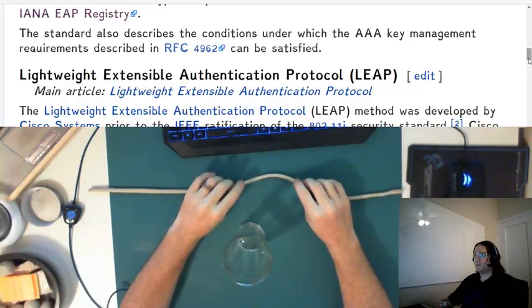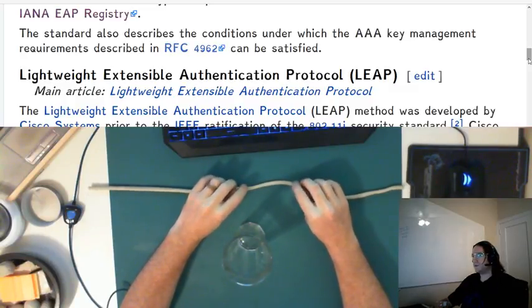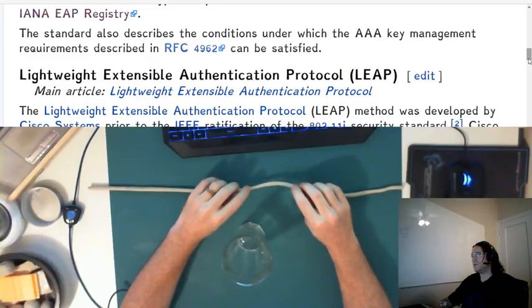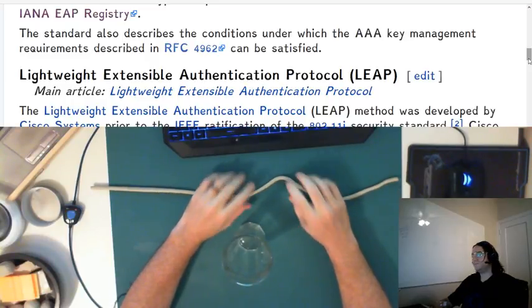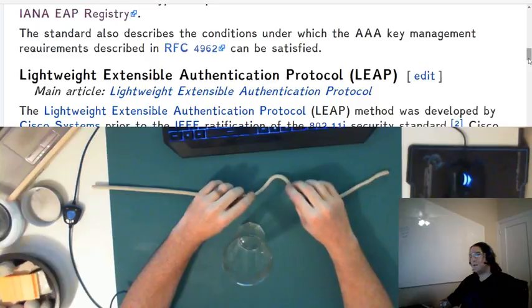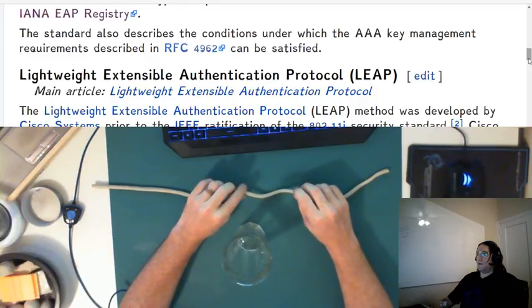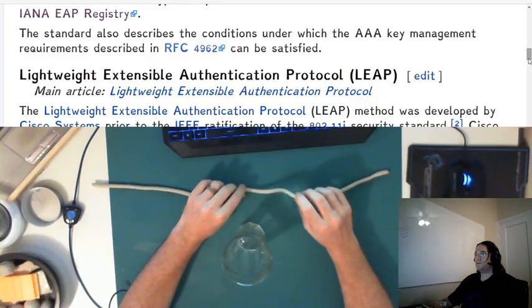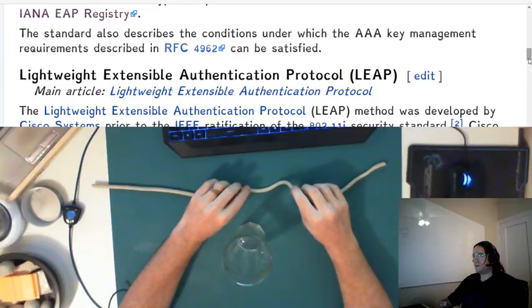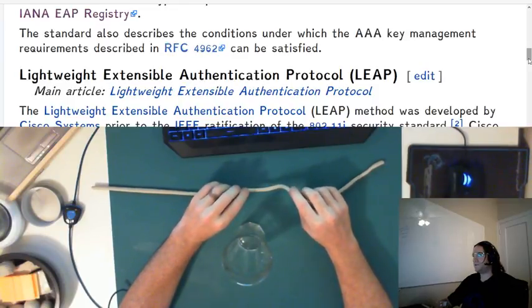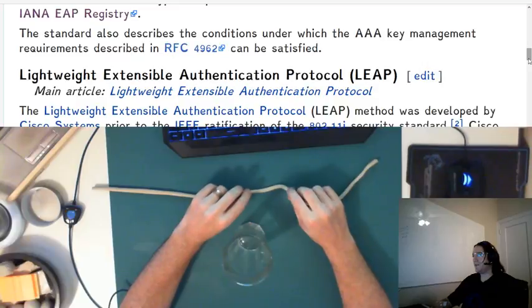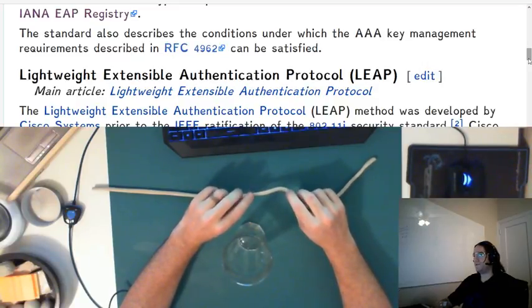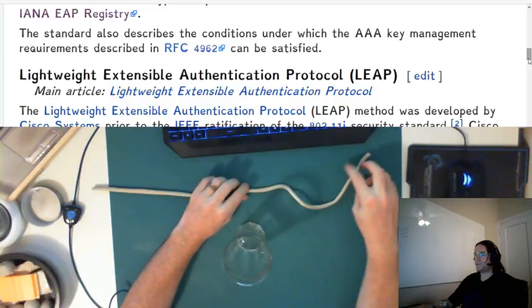The standard also describes the conditions under which the AAA key management requirements described in RFC 4962 can be satisfied.